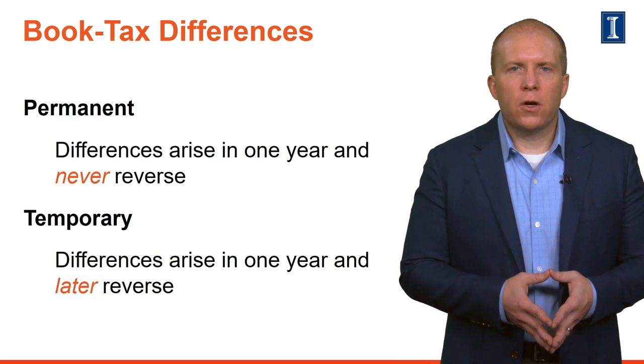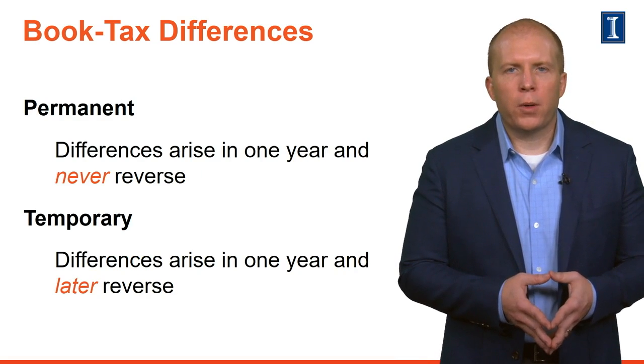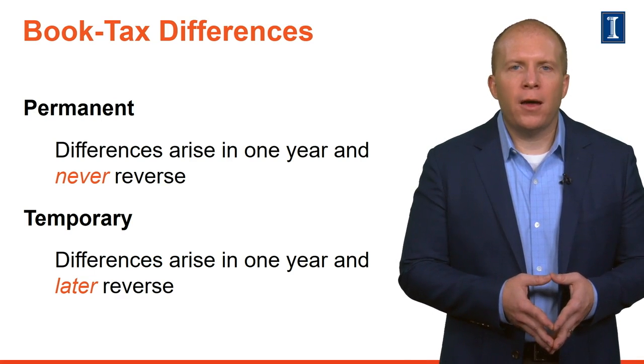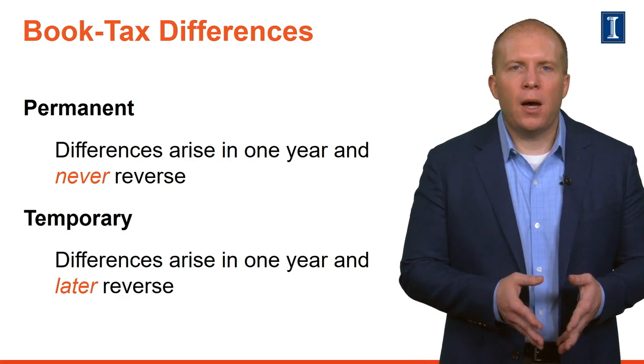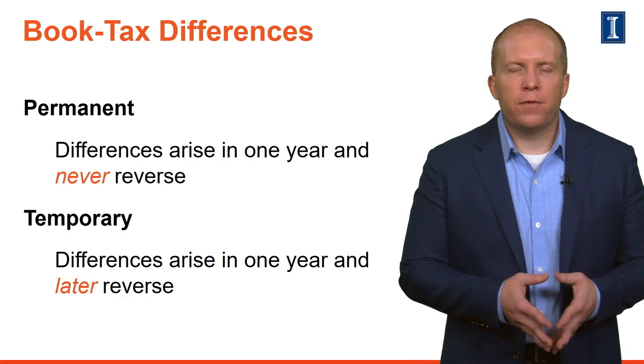Book tax differences are also categorized as permanent or temporary. Permanent book tax differences arise from items or deductions for either book or tax purposes, but not both. These items do not reverse over time. Thus, the total amount of income or deductions for such items is different for book and tax purposes.